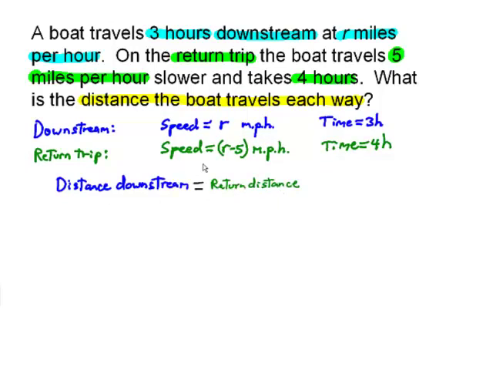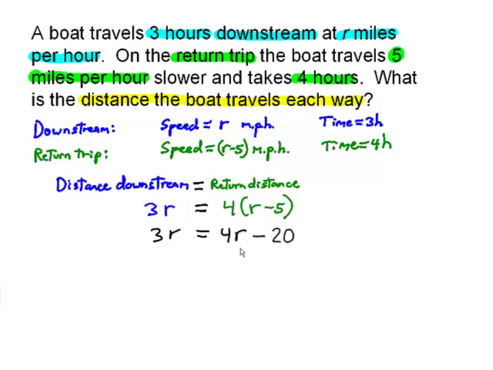Now let's use the fact that distance equals rate times time to say that the downstream distance is rate r times time 3, or 3r. And on the return trip, rate times time, r minus 5 times 4, or 4 times the quantity r minus 5. And here we notice we have an equation, but there are parentheses over here, so let's use the distributive property to get rid of the parentheses. We take 4 times r is 4r, minus 4 times 5 is 20.